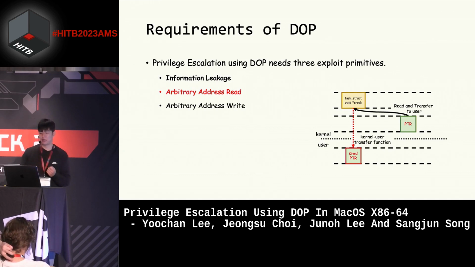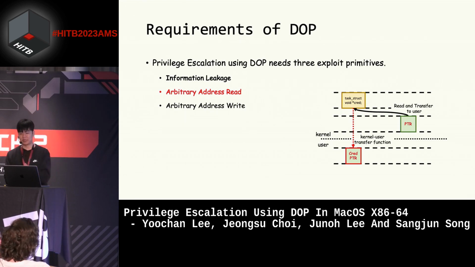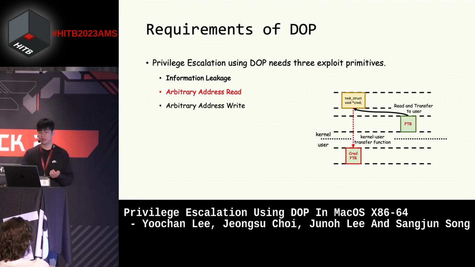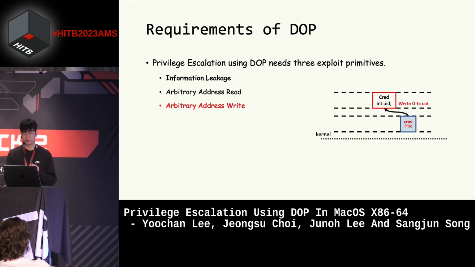After leaking a heap pointer by the information leakage exploit, the attacker needs to find the address of the cred object. Please note that the kernel exploit using DOP is writing a 0 to the cred's UID element. Therefore, the attacker recursively triggers the arbitrary address read primitive to find the address of the cred objects. Lastly, the attacker triggers an arbitrary address write to write 0 to the cred's UID. With these 3 primitives, the attacker can exploit privilege escalation.